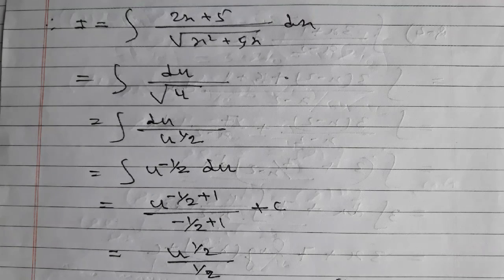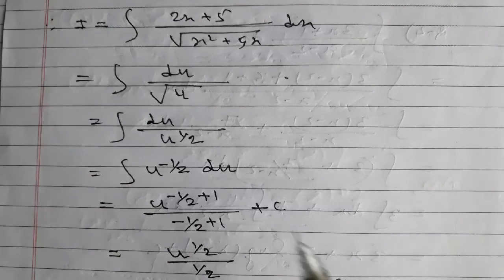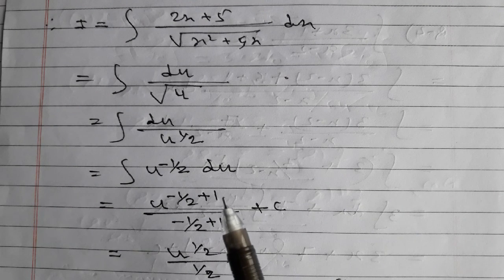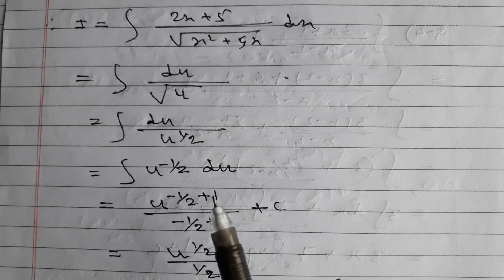Now we can apply the power rule. According to the power rule of antiderivative, we have to increase the power by 1. So when minus 1 by 2 is increased by 1, that means minus 1 by 2 plus 1. Then the power will be u power minus 1 by 2 plus 1, and then we divide by the same power, that means we divide by minus 1 by 2 plus 1.